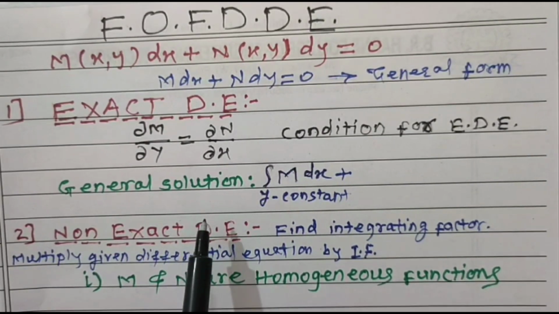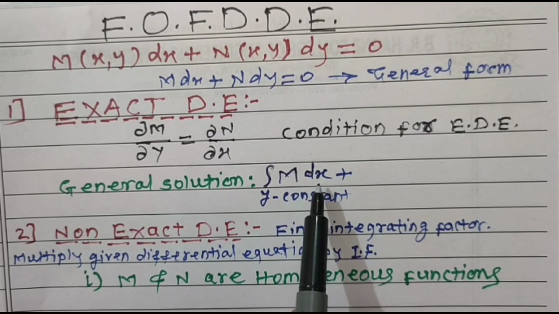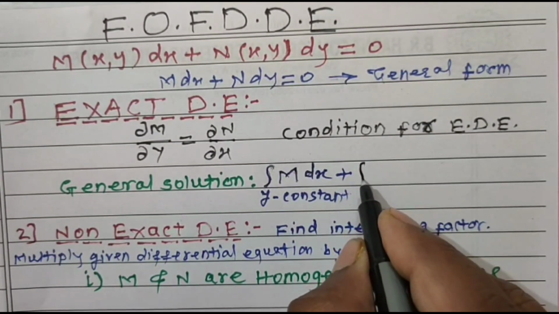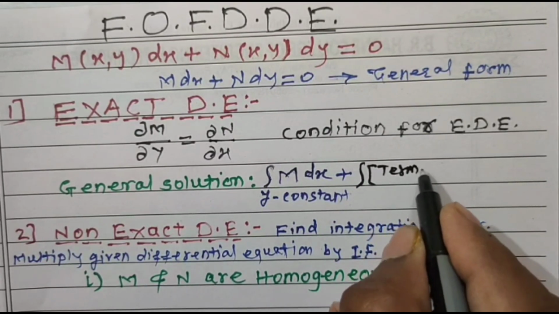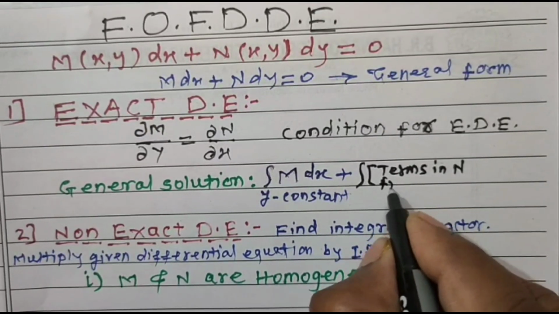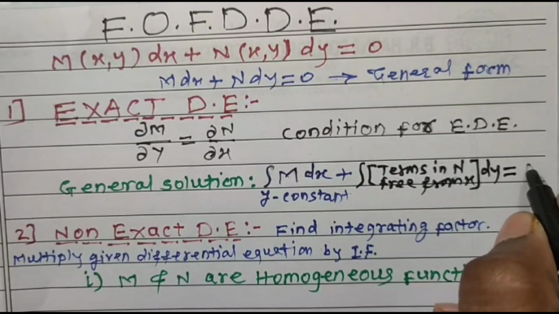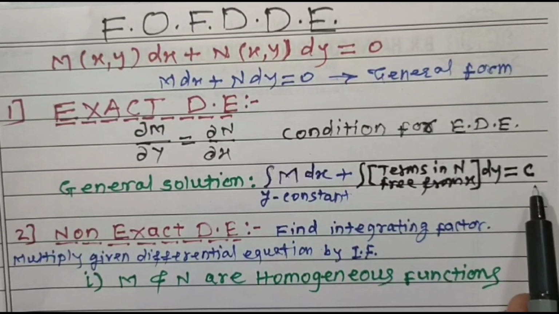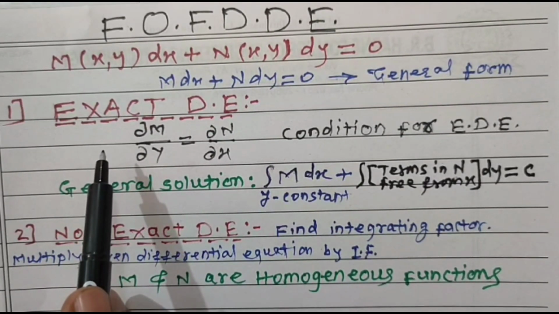The general solution of this differential equation is given by the integral of M with respect to x, considering y as constant, plus the integral with respect to y of the terms in N free from x, is equal to the integral constant c. We have to evaluate these two integrals. The right hand side is constant c. This is the general solution of an exact differential equation.